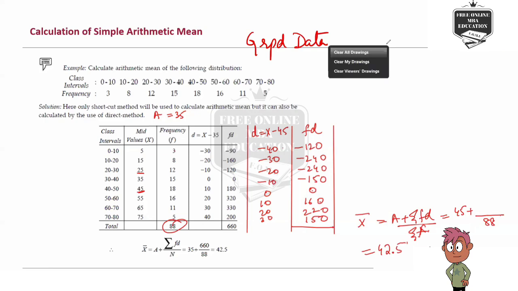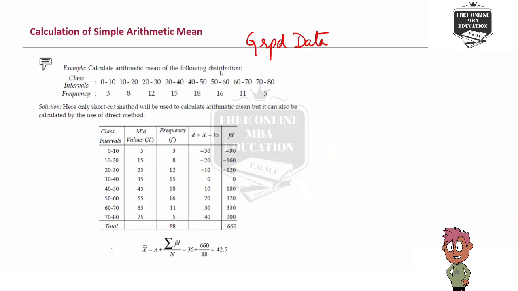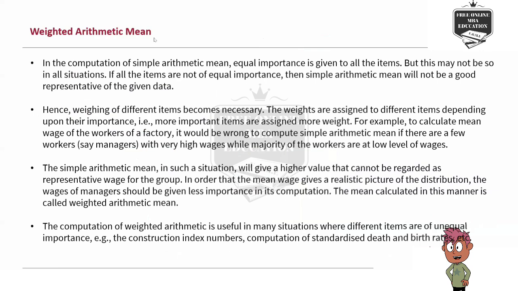So coming back to the next thing, the weighted arithmetic mean. Now, when we talk about the previous one, that was the simple arithmetic mean. In that, equal importance is given to all the items. But when we have different weights, meaning different items have different weights, that means how important one is compared to the other. If you can calculate with the weights, then that's called the weighted arithmetic mean.